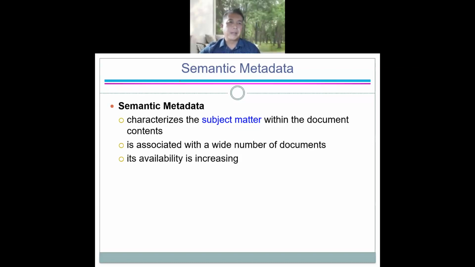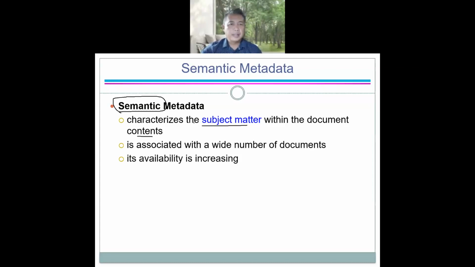Semantic refers to meaning, the meaning of the metadata. So this semantic metadata characterizes the subject matter within the document content, like I mentioned just now. How do we design a program that will be able to perform topic modeling, like decide what is the content of the document and which category they belong to.